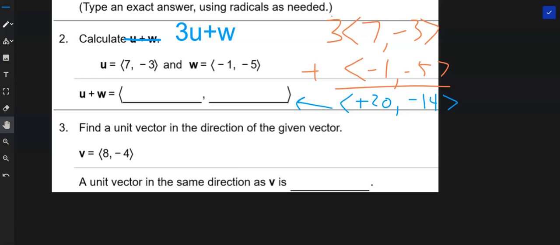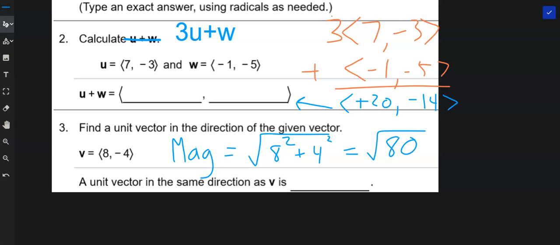Find the unit vector. What is the magnitude of the current vector that I've been given? Square root of what? 80? Let's see if we agree. 8 squared plus 4 squared. Yeah, that is the square root of 80. Can't deny that. Can you change it to 4 square root 5? Sure. Is it necessary? No. But you can. That's fine if that's what you want to do. I have no problem with that.